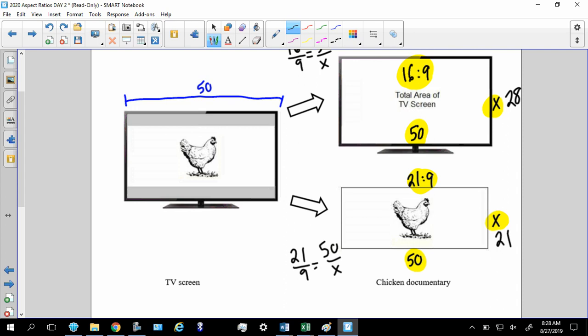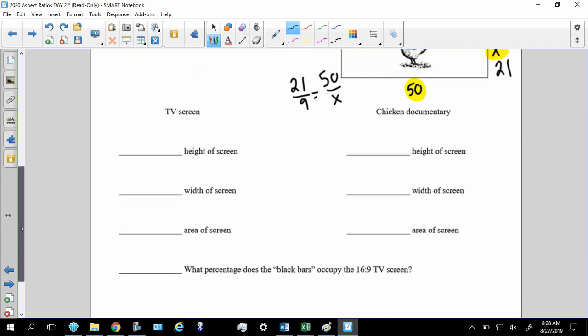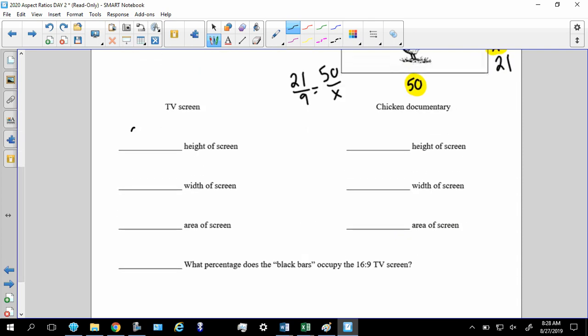When we start filling all this out, the height of the screen was 28. This was the actual TV screen. The width is 50. Remember, that was given to us. Heck, I'll go and put it right there. The area of the screen, that is width times height, gives us 1400. The height of the screen for the actual chicken was 21. The area of the screen was 1050.